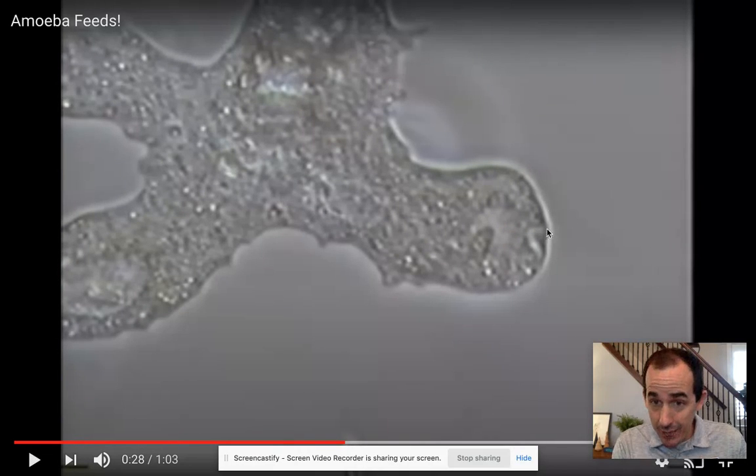So now you have the cell membrane, which is pinched together, and you have this nice little vesicle right here with this bacteria inside. And up to this point, the bacteria is like, no big deal. I'm just going about my business.